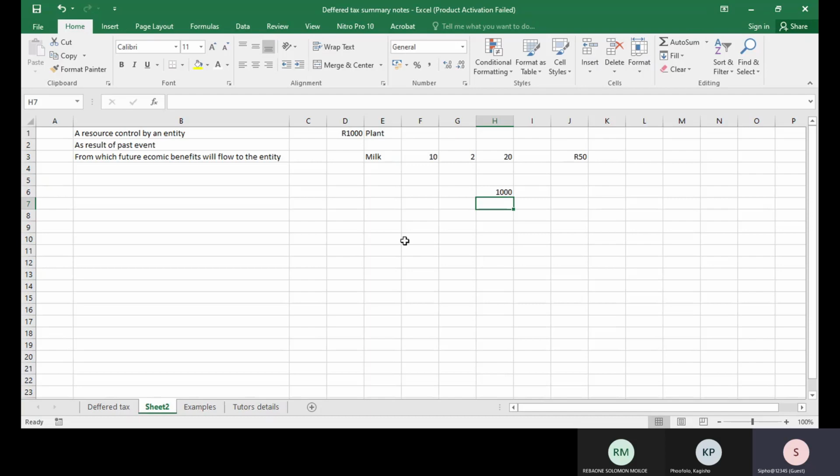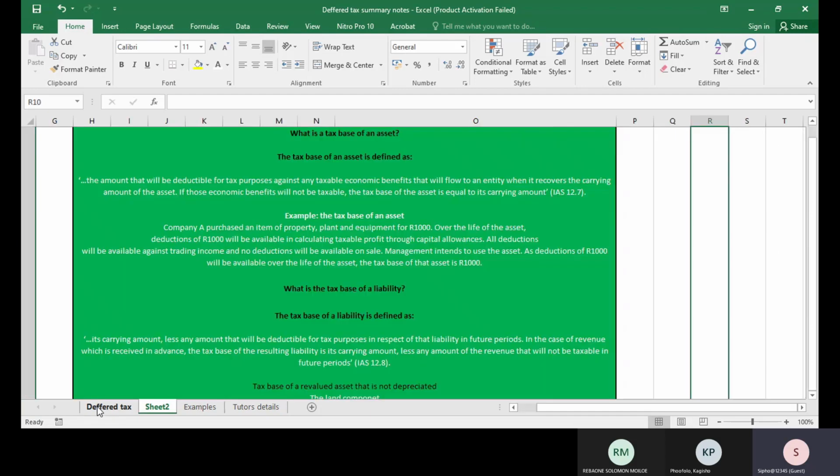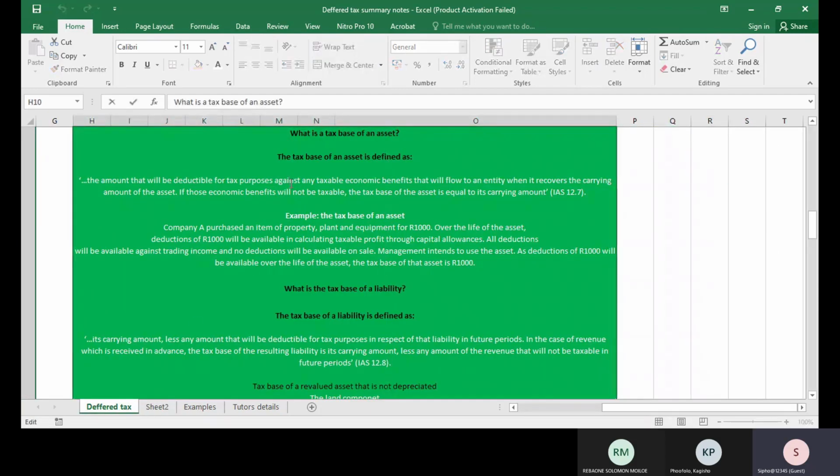I'm going to take you back to this example. Do you understand by this definition here, when they say future economic benefits? Yes. So basically that's what they mean. Let's read it again. It says the amount that will be deductible for tax purposes against any taxable economic benefit. Taxable economic benefits is actually the revenue you're going to be generating from using that plant.